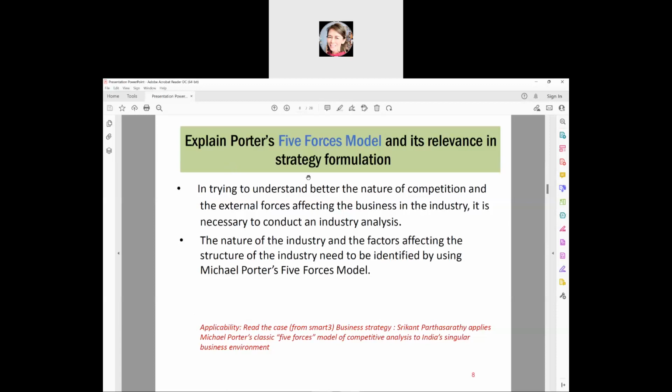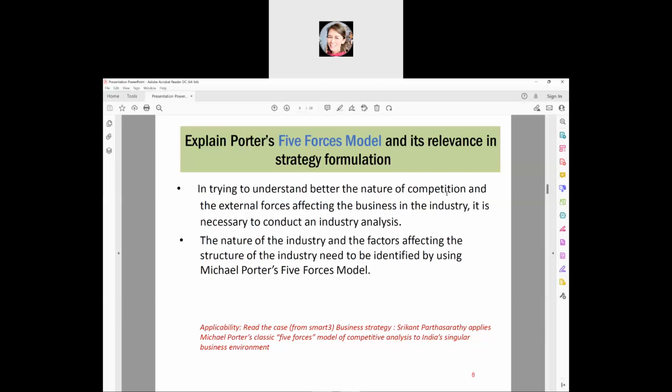Okay, now the next slide is on the explanation of Porter's five forces model and its relevance to strategy formulation. There are two things that you need to be able to discuss here. First one is what is Porter's five forces model. Second one is what benefits does this Porter's five forces model provide? So the first one, what is this model? Basically, this is a theory.